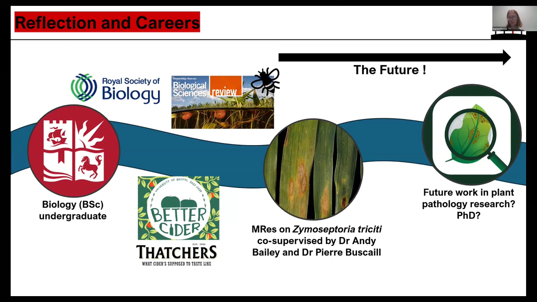But I'd also like to credit other projects I've been part of throughout my degree. For example, my work with Better Cider and Thatchers, looking at infection patterns in orchards and how that can affect industrial output. And I've also been working on a literature review on the decline of wild bees, which has really helped me broaden my environmental context and help me sort of perceive how I can carry through my research into a broader scale, adapting it to a more widespread audience.